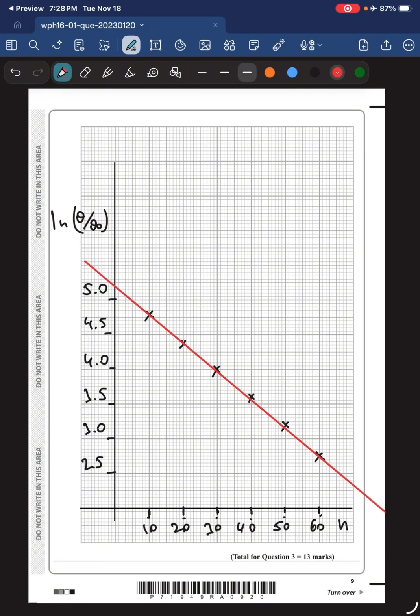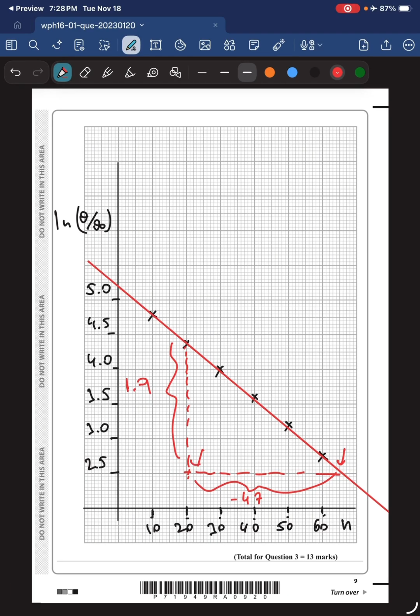Right, so this is the idea. If you draw this line, you can take any 2 points you want to calculate the slope. From what I have in my notes, I took this point over there, and this point over here. So this is 1.9, and this is minus 47. From here to there, if we are here and we subtract 47, we come there.